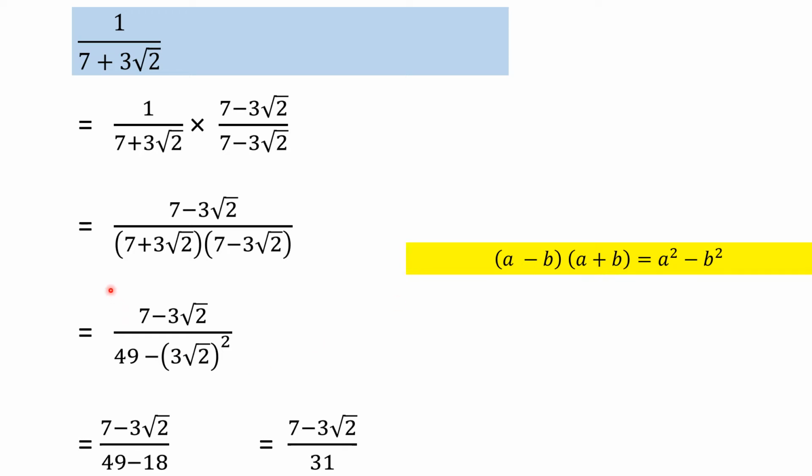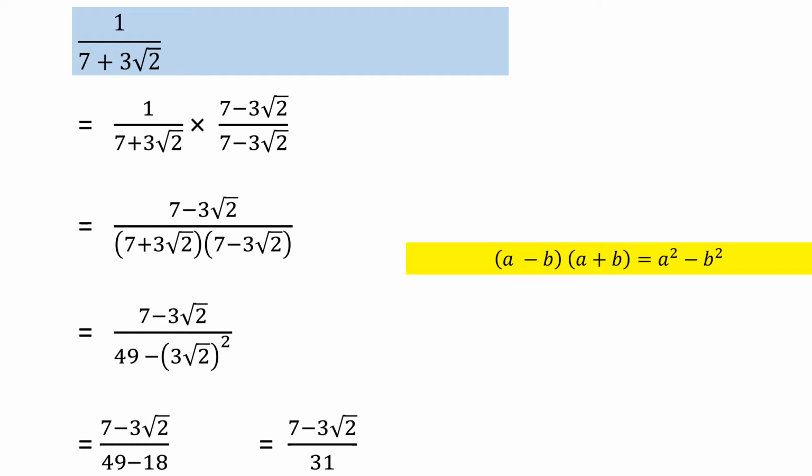Okay, so now look at this. This can be compared to this formula. As you can see, this can be treated as a, this can be treated as b. Again here a, b. Why? Because it's the same number: 7, 7, 3 root 2, 3 root 2. And here it's plus and here it's minus, right?